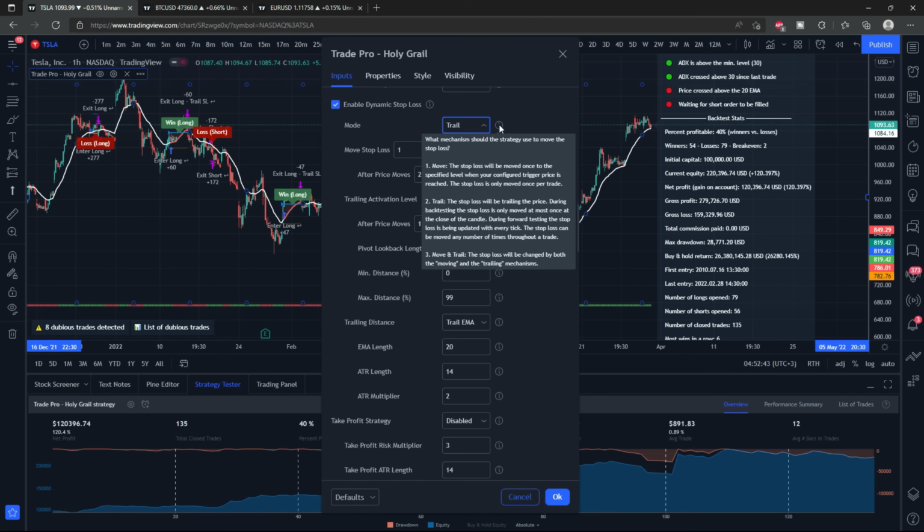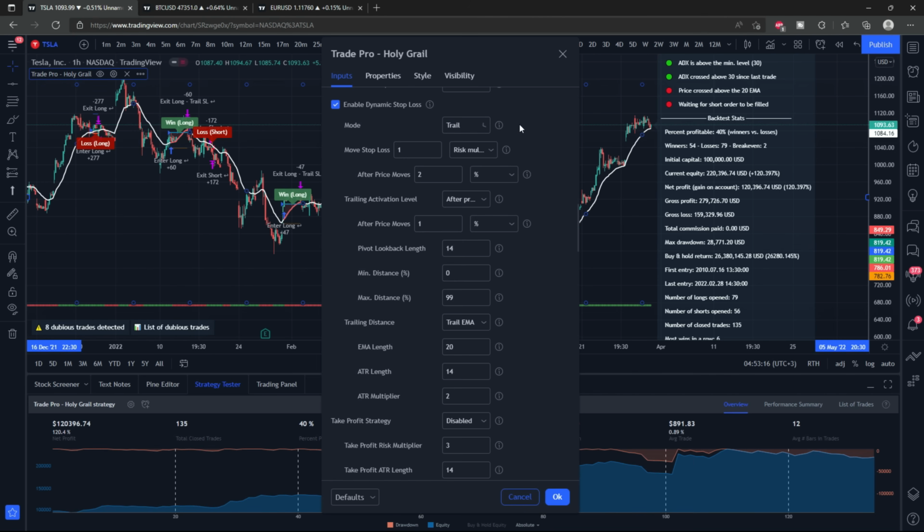For the move option, the stop loss can only be moved once per trade. So for example, you may have the stop loss move to break even at a certain point based on your specifications, and that's the only time the stop loss will be moved. And then you have the trail option where it can move the stop loss any number of times depending on the specifications. So throughout the trade, it's going to continually trail the stop loss as the trade moves based on your specifications. And then there's the move and trail option. So the stop loss can be changed by both the moving and the trailing mechanisms that you set below.